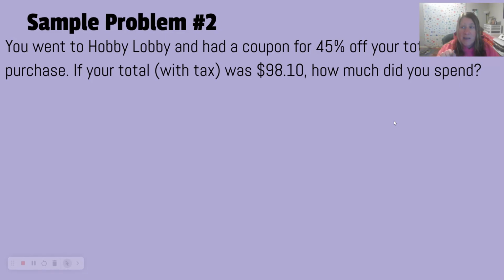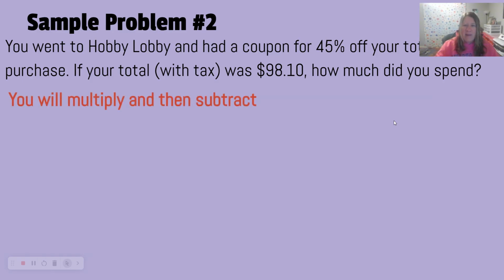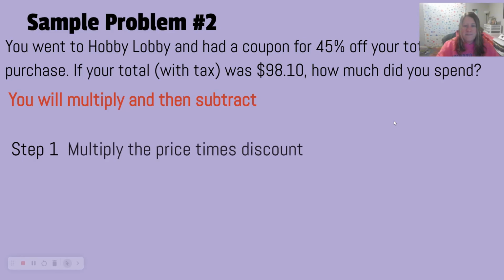You were at Hobby Lobby. You had a coupon for 45% off, and you spent $98.10. So we need to figure out how much money did you get for a discount and how much money did you spend in total. So what is the first step? Take the amount of money and multiply it by the percentage. When I do that, I get 44.145.